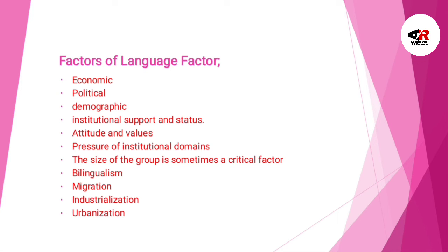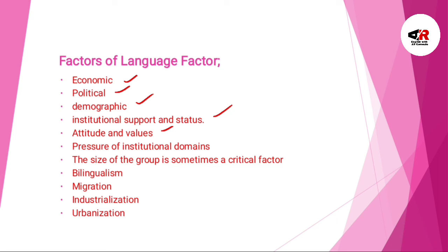What are the factors of language shift? The first factor is economic, second is political, the third is demographic. Demographic factors like language shift is faster in urban than rural ones. Intermarriage between groups can accelerate language shift. And the fourth factor is institutional support and status. And the fifth is attitude and values.